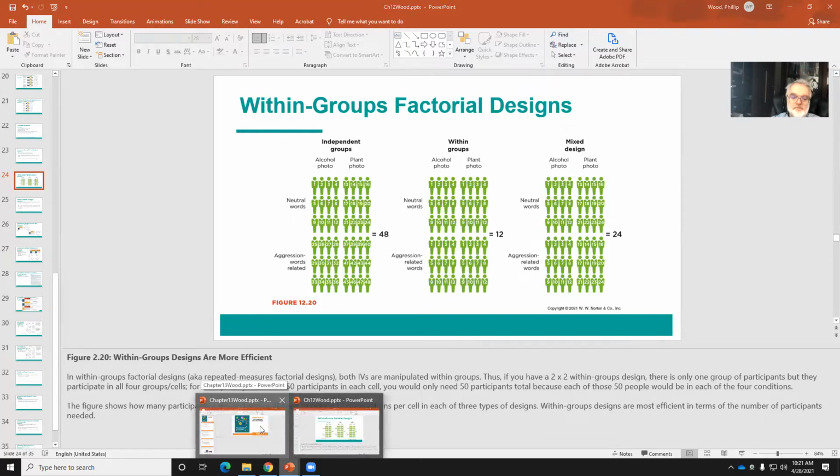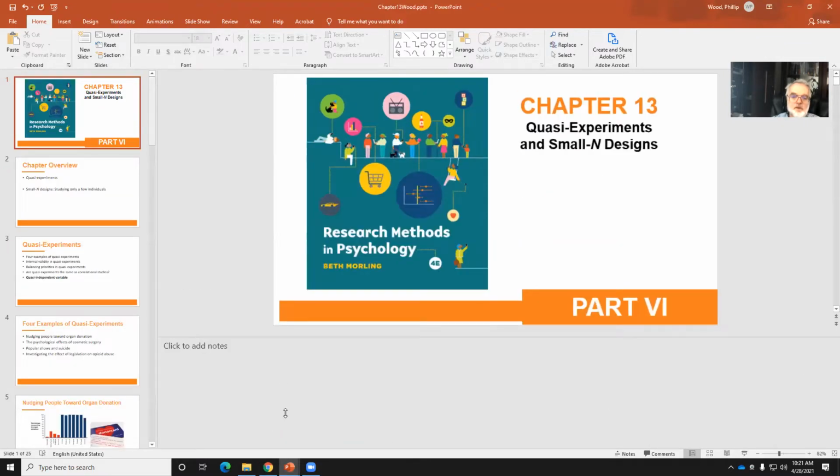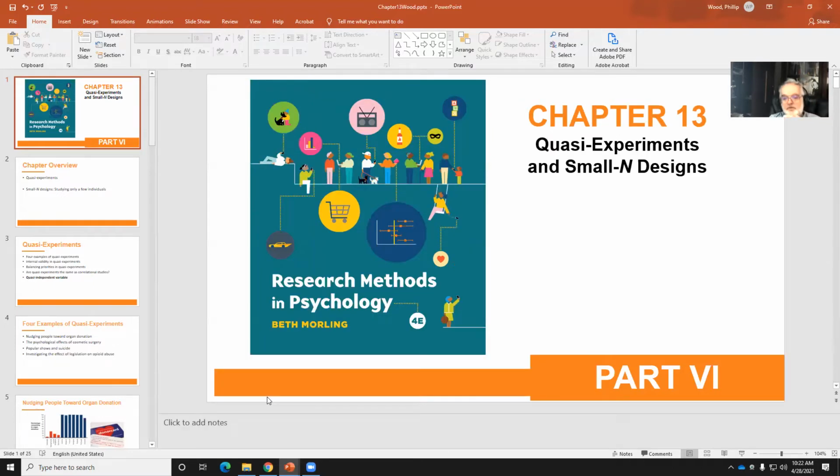Well, let's come and take a look at our old friend, chapter 13. Chapter 13 is a little bit of an add-on in that we're talking about quasi-experiments and small n designs. Now, most of the studies done in the psychology department and in universities, generally speaking, are larger samples, and quasi-experiments are not as often done. They can be really interesting, though, and they can be a source, particularly of how psychology can start to affect policy.